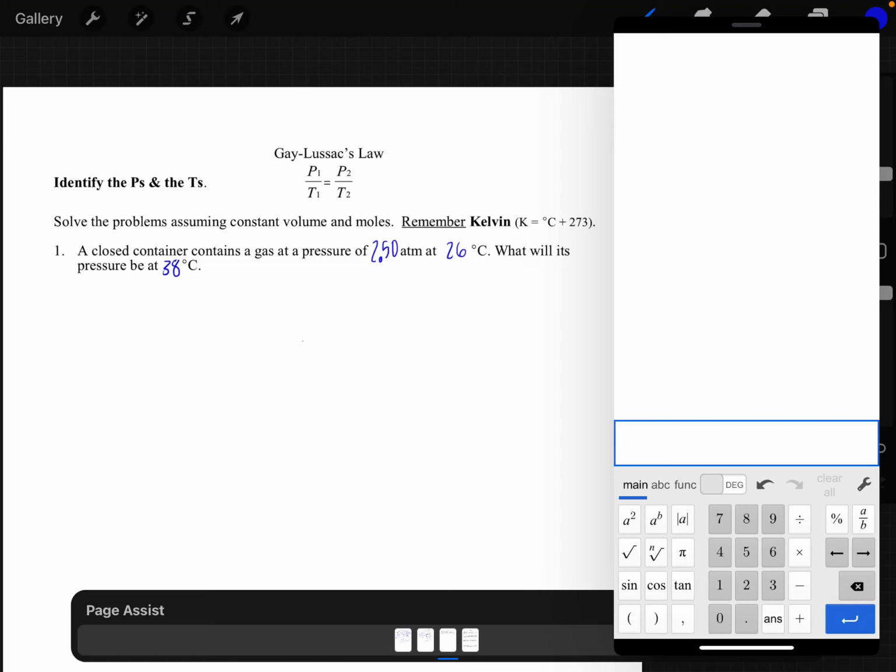Okay, this video is about Gay-Lussac's law. This law tells us that as we increase the temperature, we also increase the pressure, assuming that our volume and moles are constant. So this is a direct relationship. Pressure 1 divided by temperature 1 should be equal to pressure 2 divided by temperature 2.